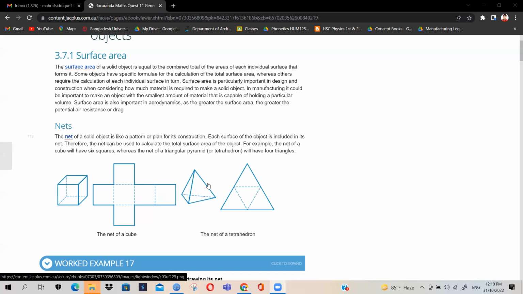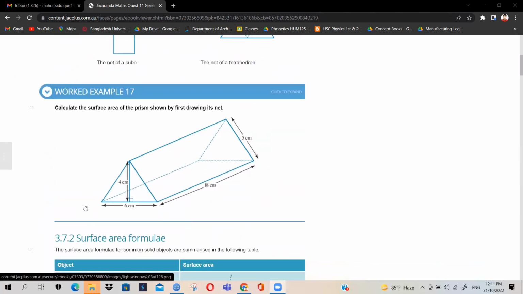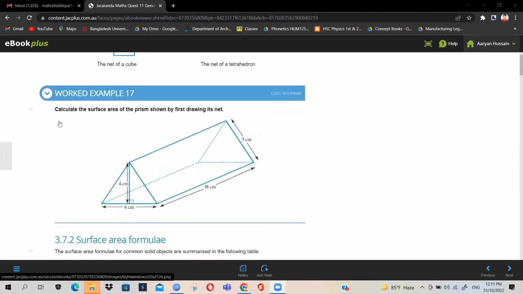In case of a tetrahedron, it is difficult for us to comprehend. But if a diagram like this is given, there are 1, 2, 3, and 4 triangles, so it becomes really easy for us to calculate. Understand my point? So this is what a net is. This is for your simplification. Understand? Yes. Okay.